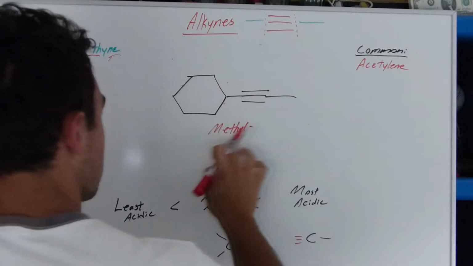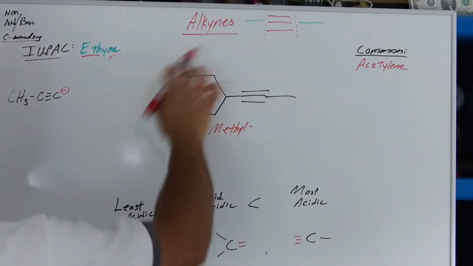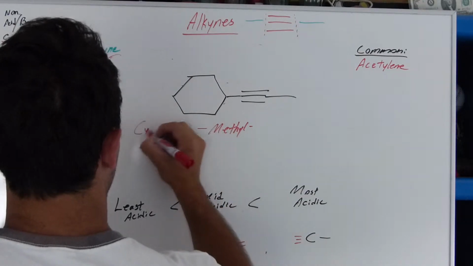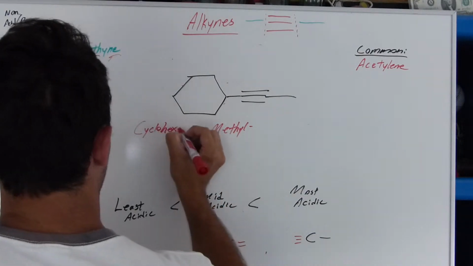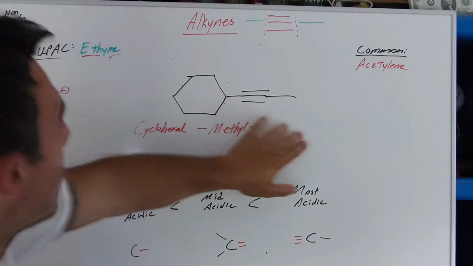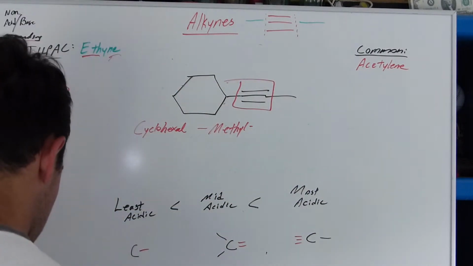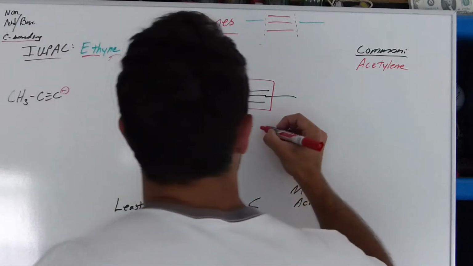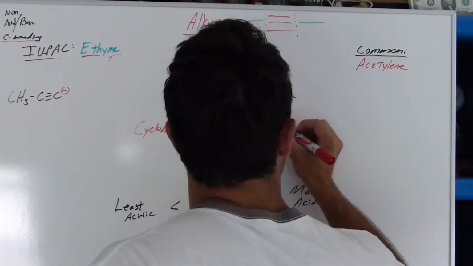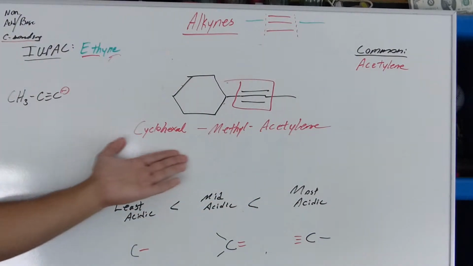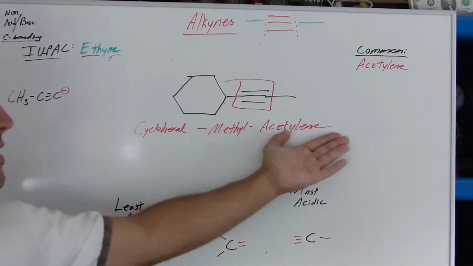So besides the methyl, we also have this right here, cyclohexyl. Mind you, it's not at the end because this is what we're prioritizing right here, that triple bond. And then we're going to stick to the common name, acetylene. So here we go: cyclohexyl, methyl, acetylene.